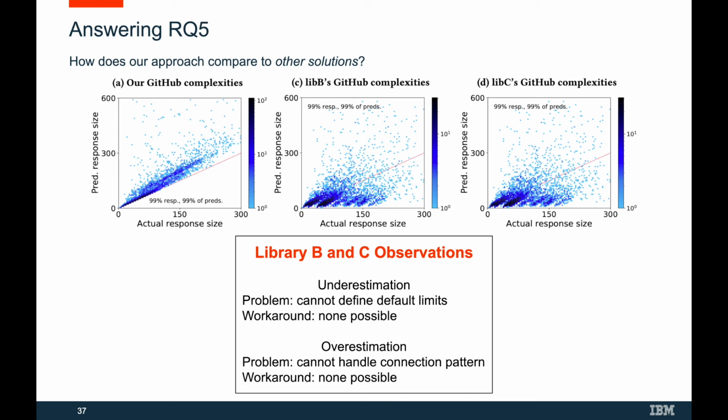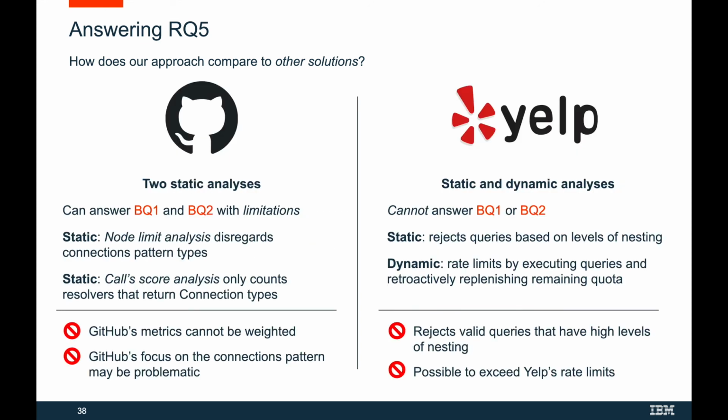Regarding the second bound question, how many resolver functions might be invoked, none of the open source libraries can be configured to do this. Because of the limitations of all three libraries, we conclude that our analysis outperforms these open source solutions. Now let's discuss the two closed source solutions.